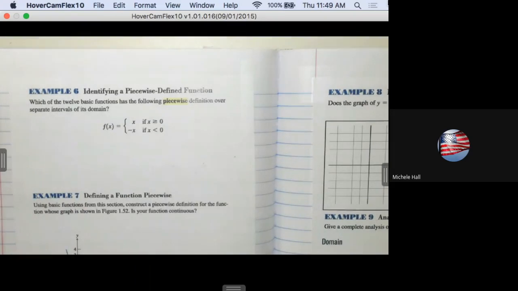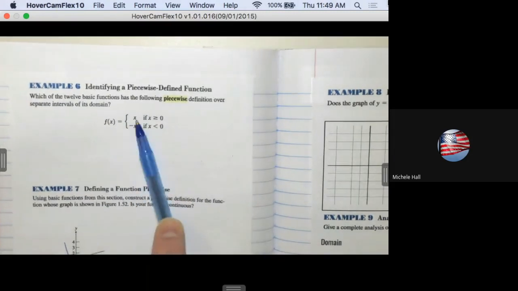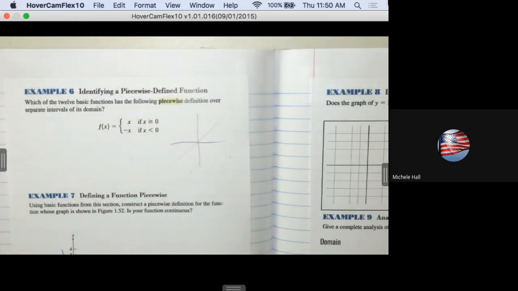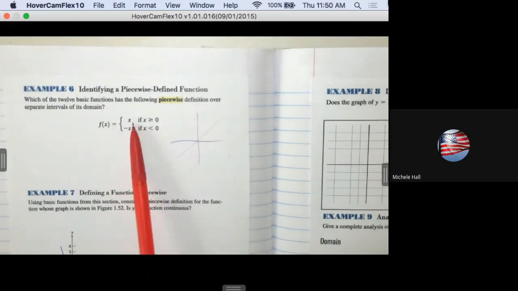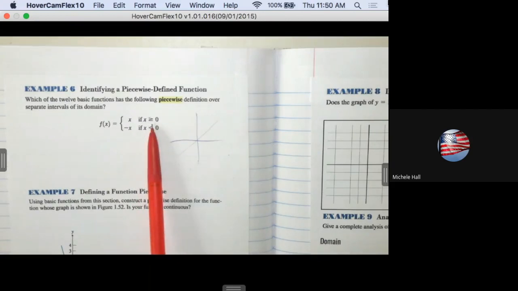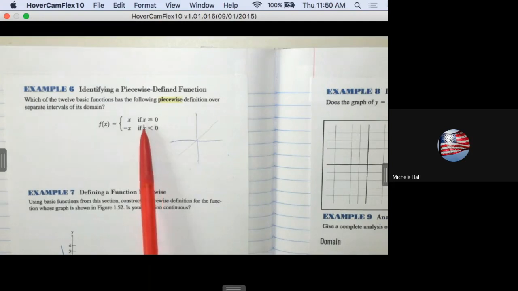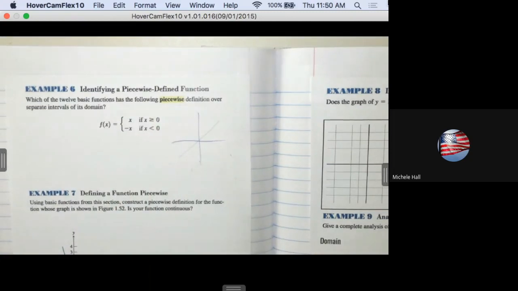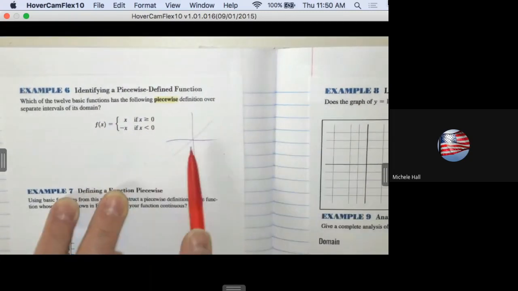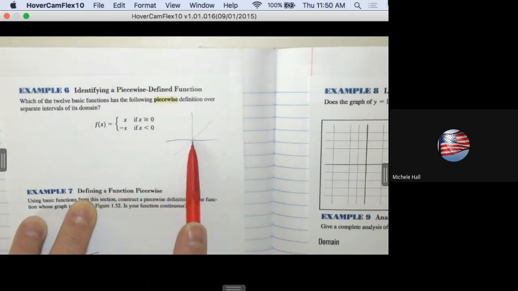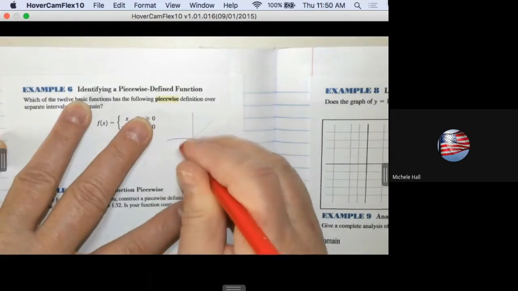Example 6. Which of the 12 basic functions has the following piecewise definition over separate intervals of the domain? So a piecewise function is pieced together. The first function says f of x equals x. But it has a condition with it. It says that this line is going to exist if x is greater than or equal to 0. So where doesn't the line exist? Erase on your paper right now where it doesn't exist, because it says it only exists when x is greater than or equal to 0. So part of this line from here back doesn't exist because x greater than or equal to 0 would start at the origin.